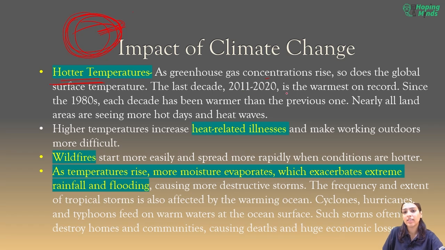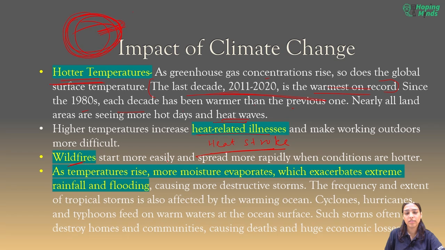The last decade is the warmest decade on record, which is a very sad state of affairs. Since the 1980s, each decade has been warmer than the previous one. Nearly all land areas are seeing more hot days and heat waves. Higher temperatures increase heat-related illnesses. We often see people suffering from what we call a heat stroke. And going outdoors is increasingly difficult.